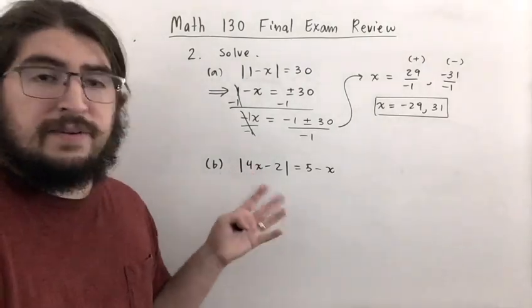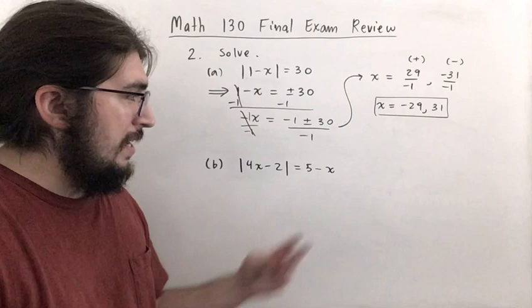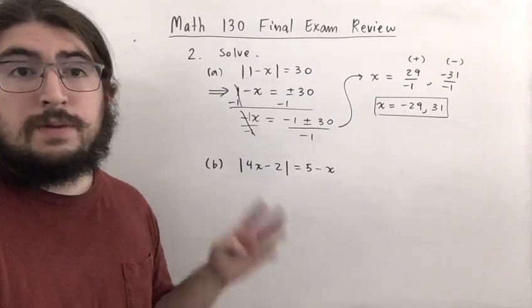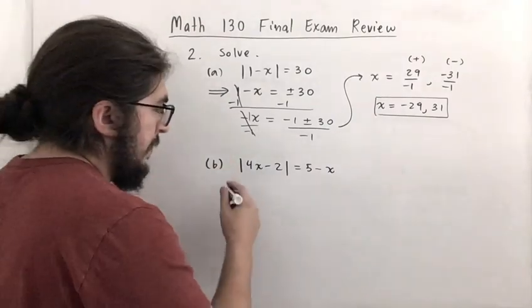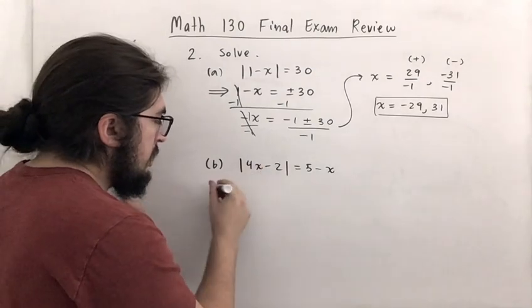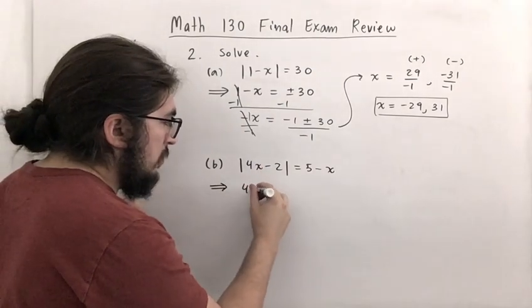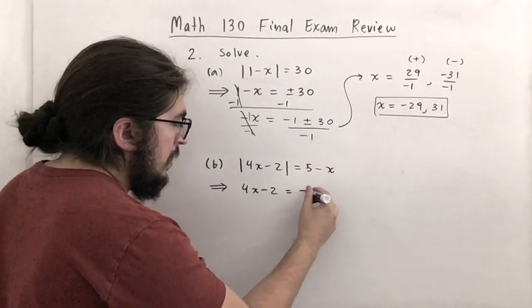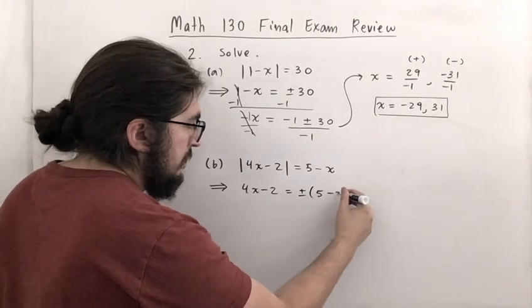Now here something kind of funny happens because you have an x on the outside as well as on the inside, but the process is exactly the same. So you set the inside equal to plus or minus the outside value.